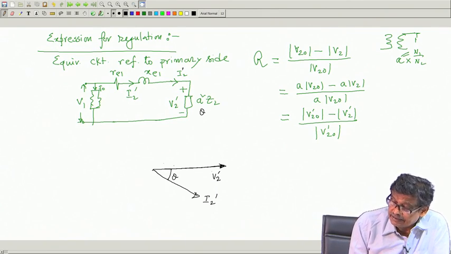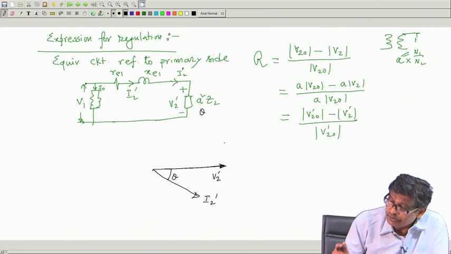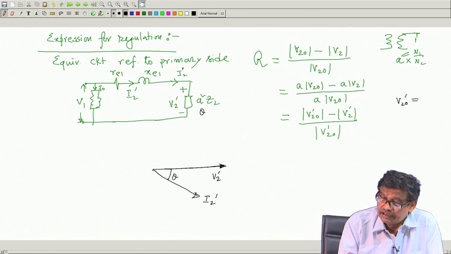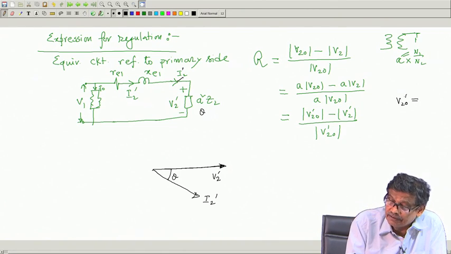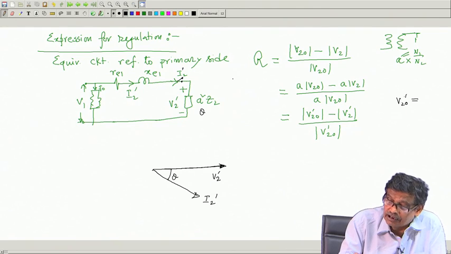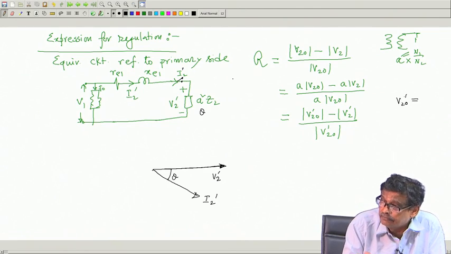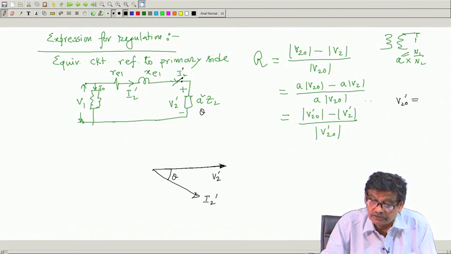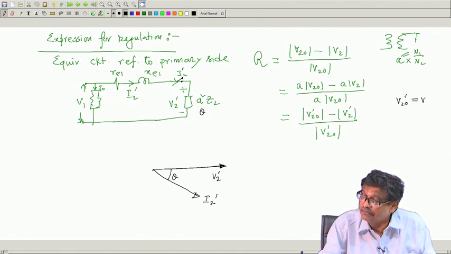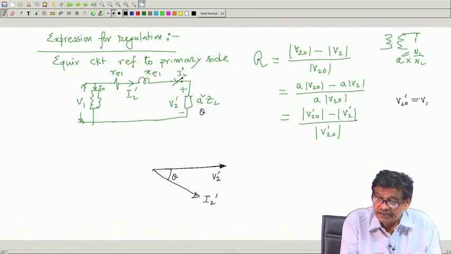Then you can easily see V 2 dash 0 is what? V 2 dash 0, that means with this switch open in this equivalent circuit also, when this is open, V 2 dash 0 will be nothing but V 1. This voltage will come here as there will be no current. I think this point must be understood. So, V 2 dash 0 is nothing but V 1 itself, magnitude of this supply voltage.